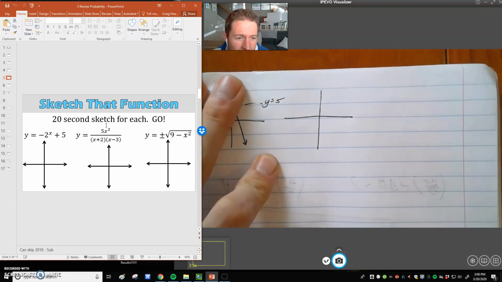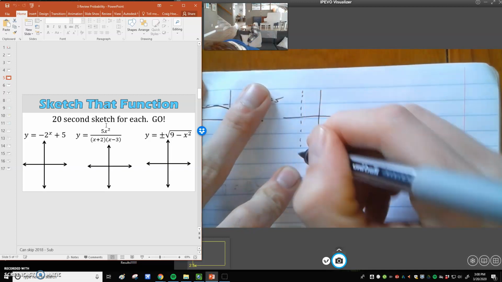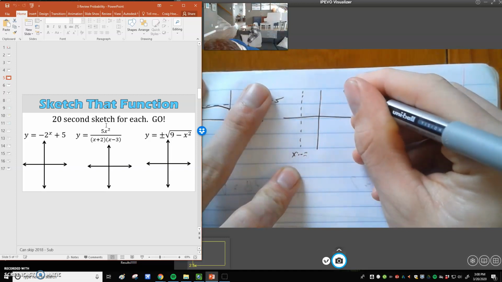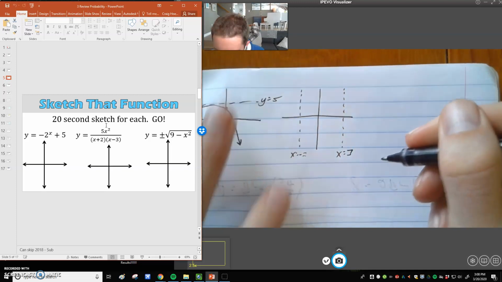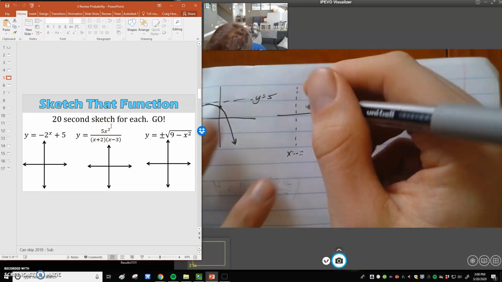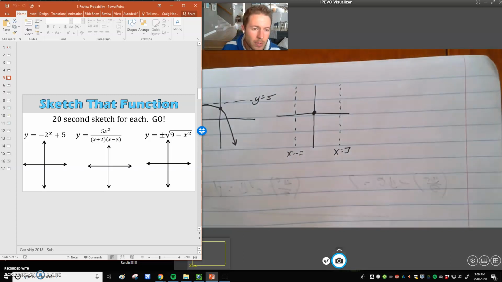All right, first I see I have a vertical asymptote at -2. I'm just going to sketch that in. Vertical asymptote at x equals -2. Here we have another vertical asymptote at x equals 3. All right, we know our asymptotes. Now if I plug in 0, I know the top is going to equal 0. 0 divided by anything is 0. So I also know that if I plug in 0, that whole function is going to equal 0.